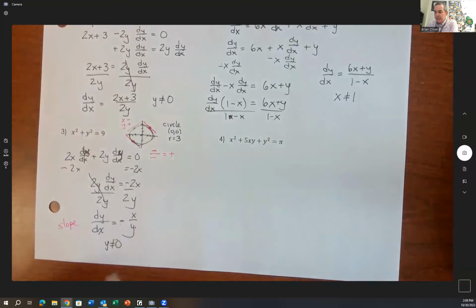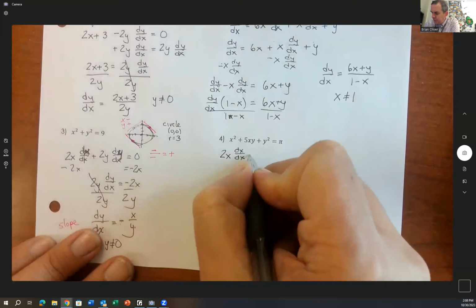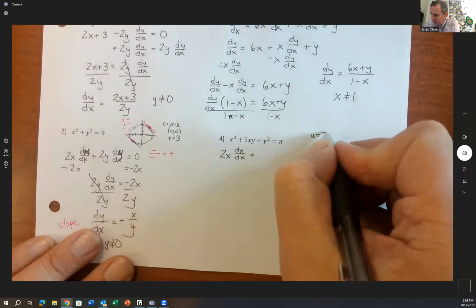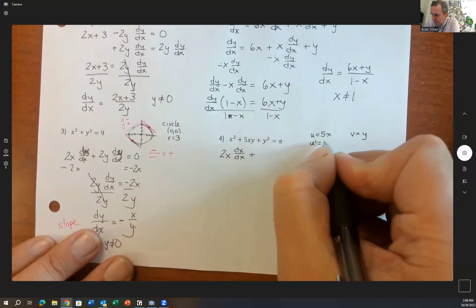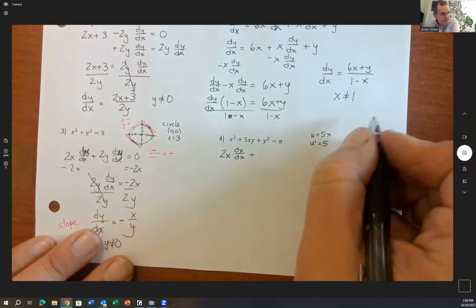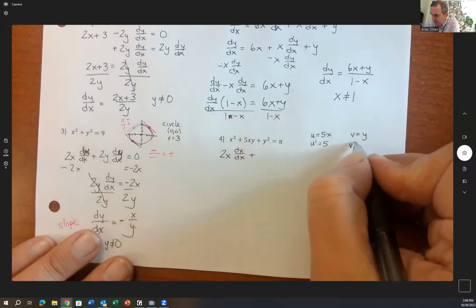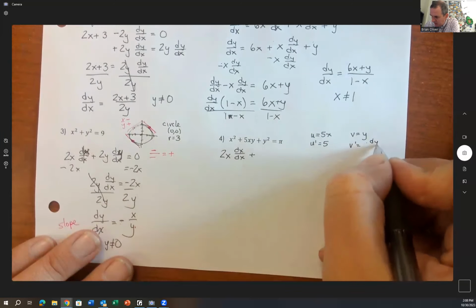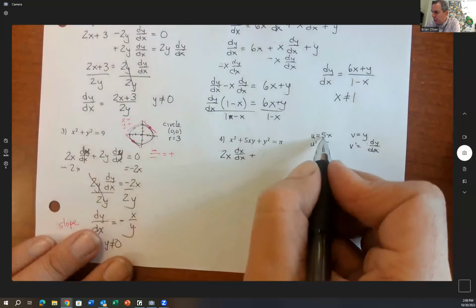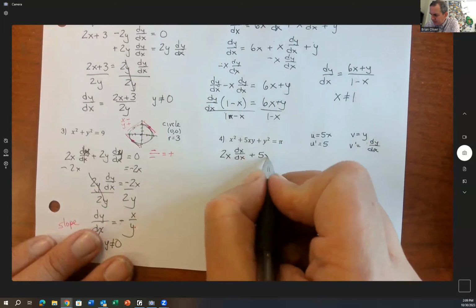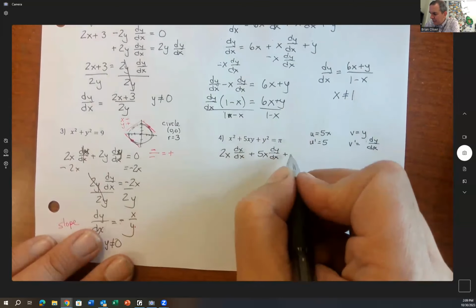Okay. Last one, let's go ahead and do this. We have 2x dx/dx. We're going to have to use the product rule again. So u is going to equal 5x, and v is going to equal y. So u prime is going to be 5 dx/dx, so it's just going to be 5. And v prime is going to be 1 dy/dx. So when we go to do this function, it's u v prime, so that's going to be 5x dy/dx plus 5y.